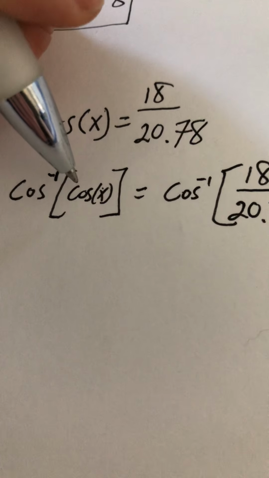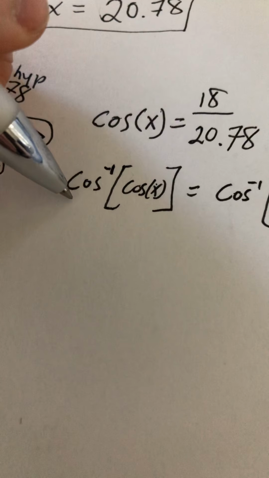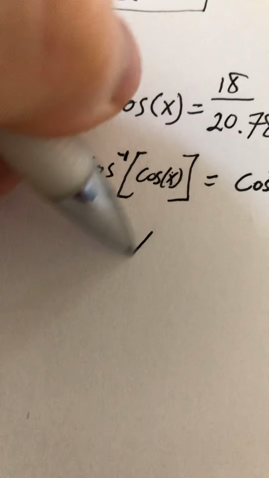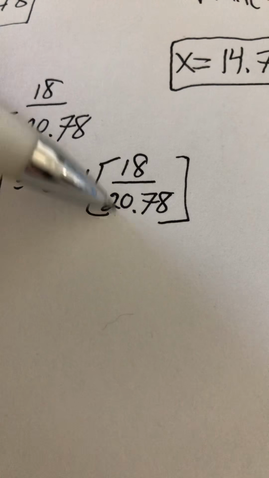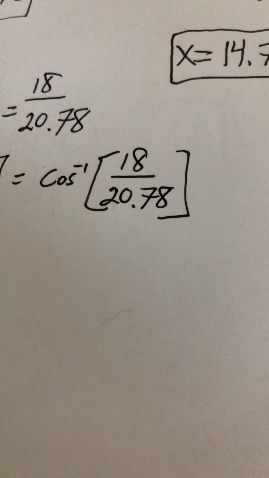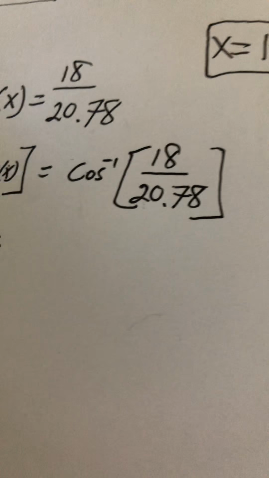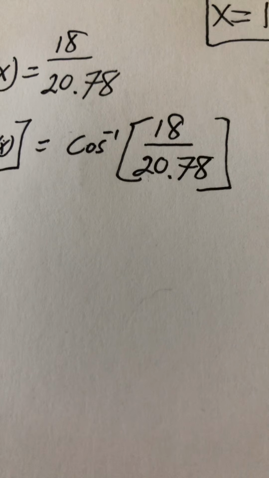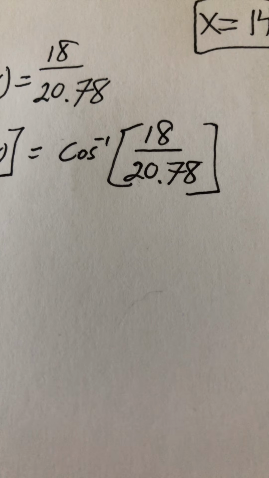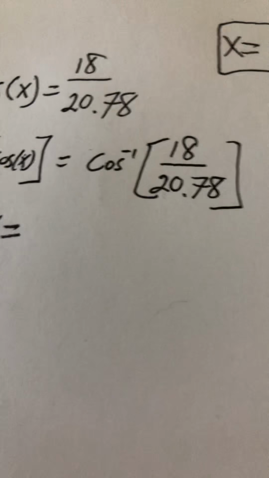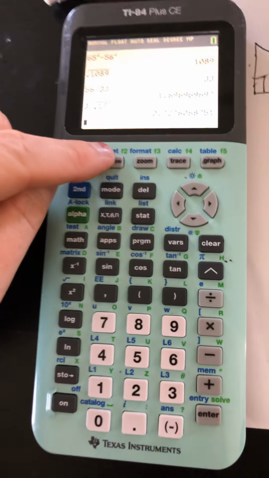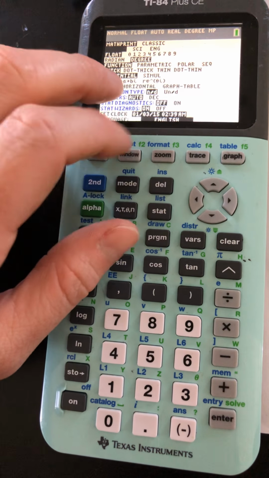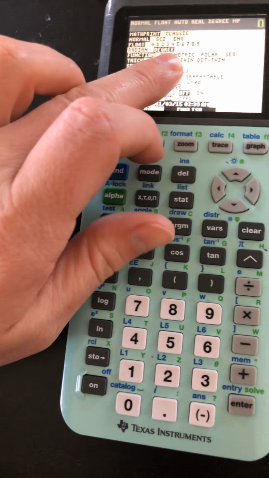Okay, an inverse and its original, they undo each other. So the cosine inverse and cosine cancel each other out, so you're left with just x. Okay, this right here, our inverse cosine of our trig ratio, that 18 over 20.78. We could type that in the calculator and we will get an answer. So here's what we're going to do. I'm gonna show you on my calculator first how to do this. Okay, turn it on. I'll clear this out. Check your mode, make sure we're in degrees, because we're dealing with degrees, we want our answer in degrees.